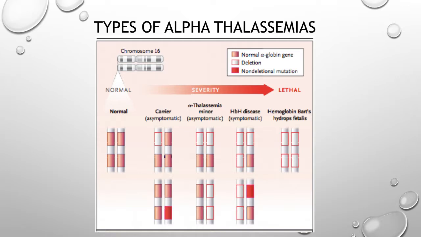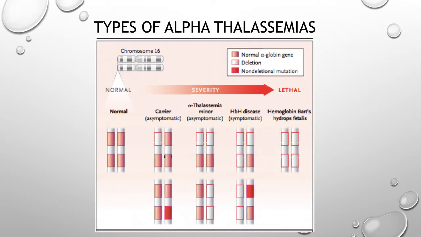The types of alpha thalassemias seen here: as you can see in this table, phenotypes of alpha thalassemia range from asymptomatic to lethal, and the severity of the disease is well correlated with the number of non-functional copies of the alpha globin genes.